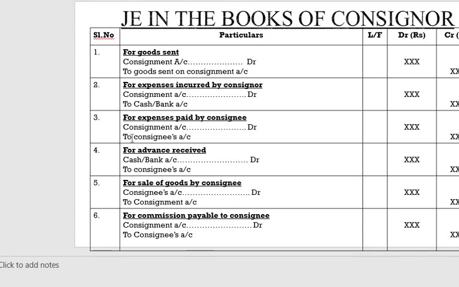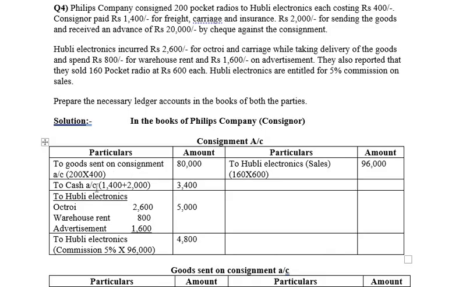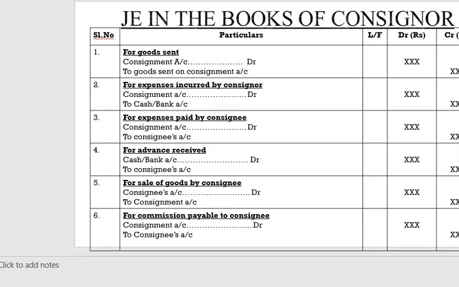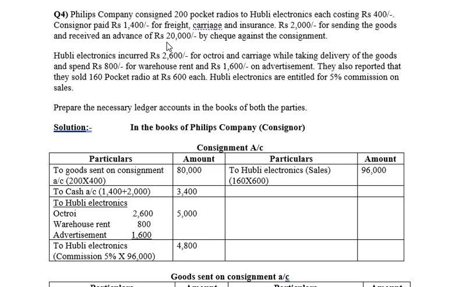I have the third entry, that is in case of expenses, consignment account debit to consignee's account. We have passed the entry over here. So after expenses incurred, what is the next thing? Received an advance of rupees 20,000 by check against the consignment. So here it is the advance being received by the consignor.